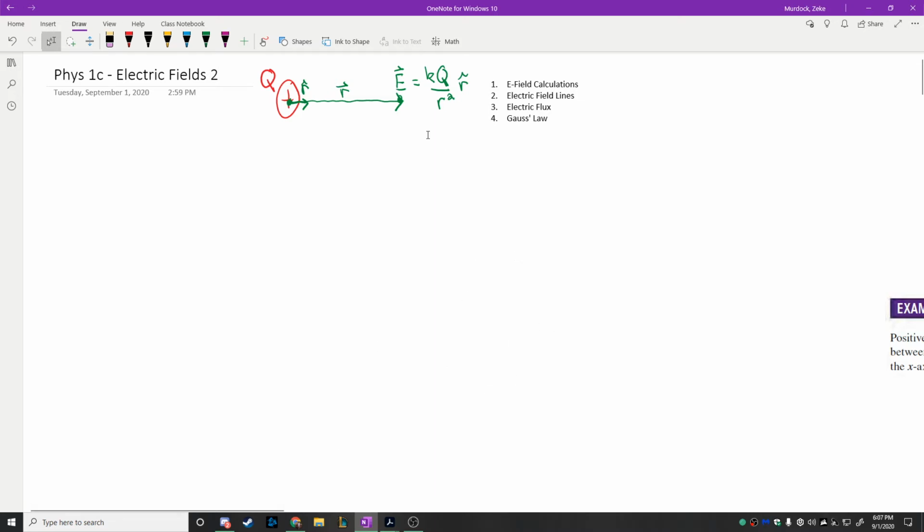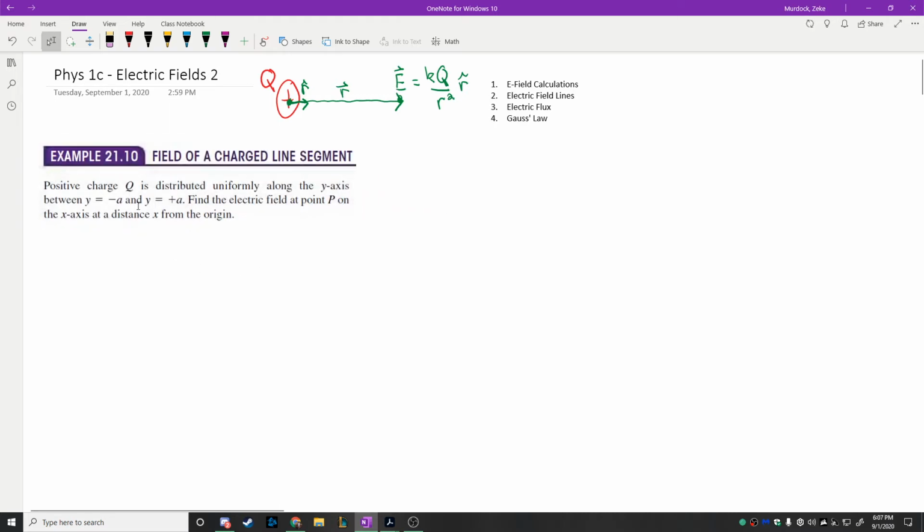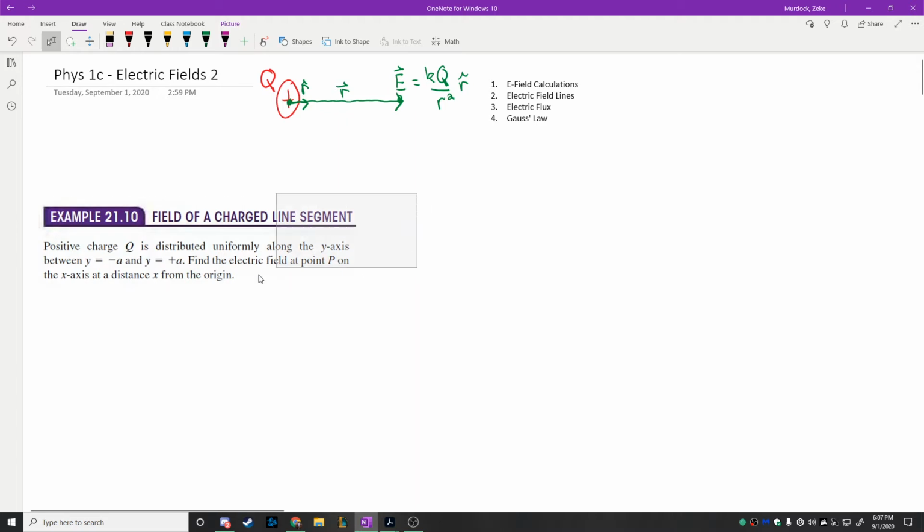All right, so we're going to use this to look at how to solve problems, for example, like this one right here, where we have a positive charge Q distributed along a line of charge. And I want to say some general things about how we're going to handle these problems.